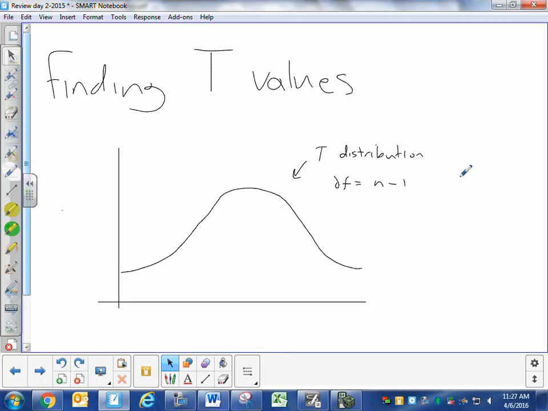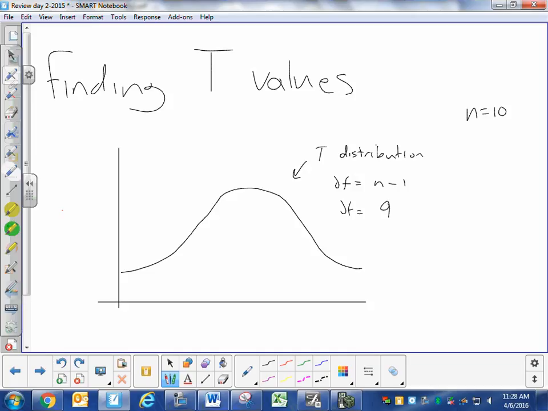Okay, so we're going to find t-values. This is a t-distribution with a degrees of freedom of n minus 1. We're going to say that n is 10 in this situation. N will not always be 10. That means the degrees of freedom is 10 minus 1, which is 9.